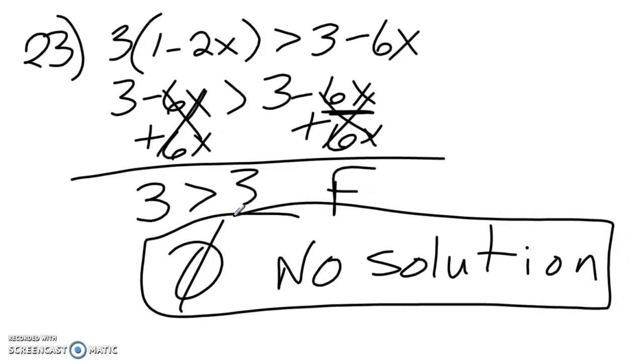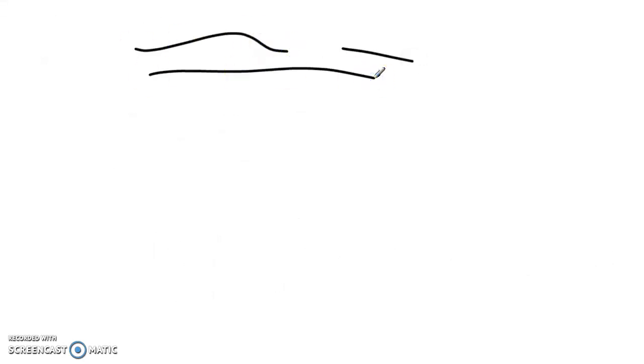So let's say we do some work. Everybody have that written down? Let's say we do some work, and as we do our work, all the variables cancel out, and we get negative 2 is greater than negative 6. Is that a true statement? Yes, it is.